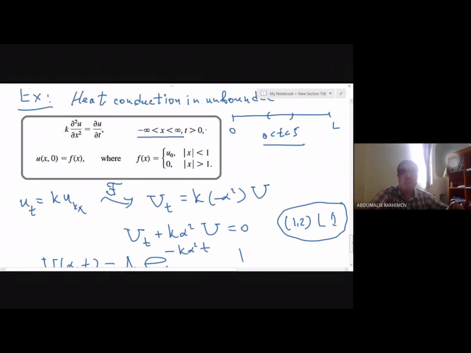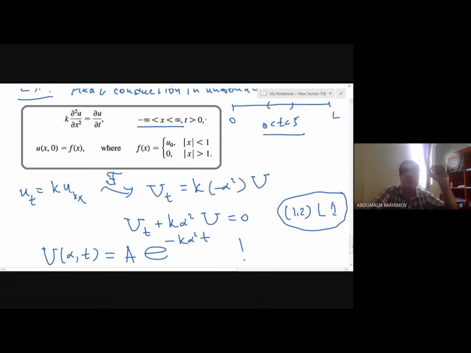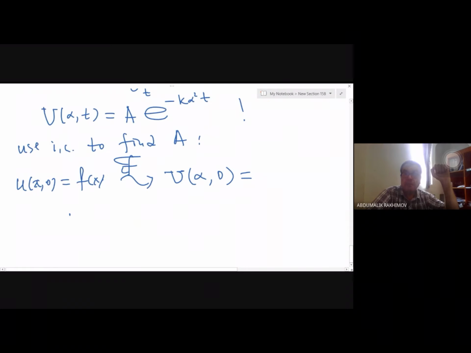So what is the transformation of f(x)? f(x) is given, right? It is a box function. And as an exercise, we found above its transformation, right? So this is equal to u0 sine alpha over alpha. That was the transformation of the box function. So U(alpha, t) is equal to A times exponential minus k times alpha squared t. On the other hand, U(alpha, 0) must be equal to u0 sine alpha over alpha. Then I can use this expression of the solution with A and find A from here.